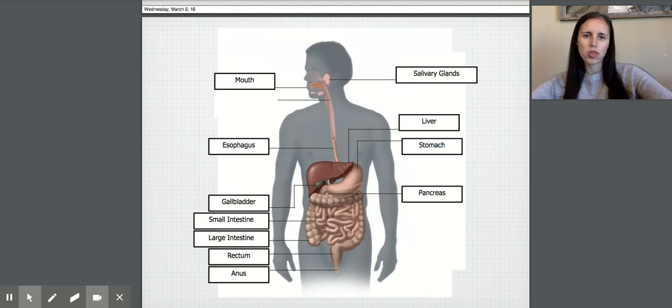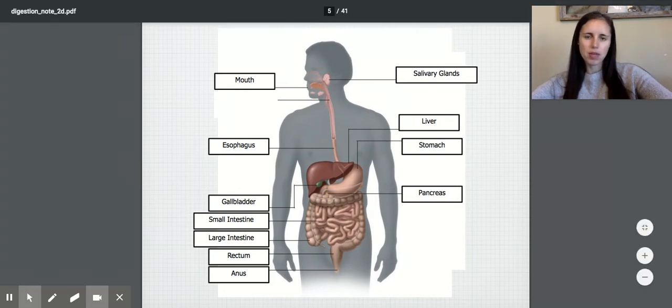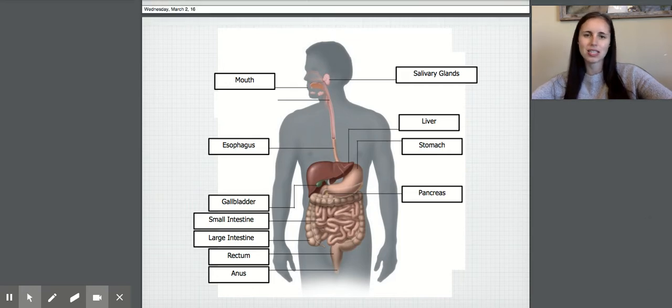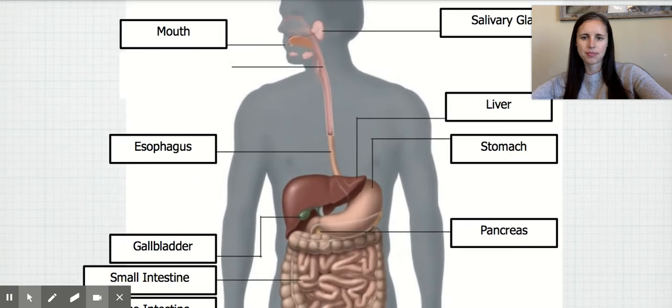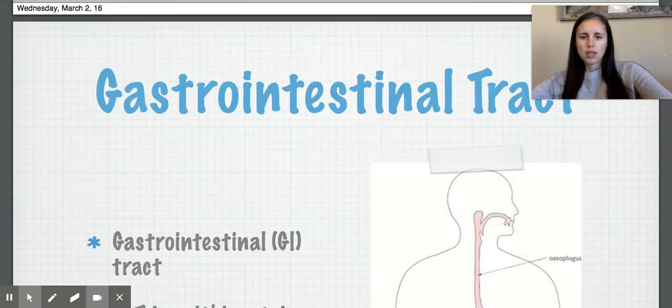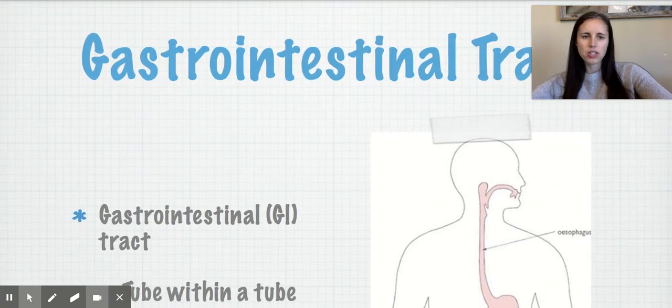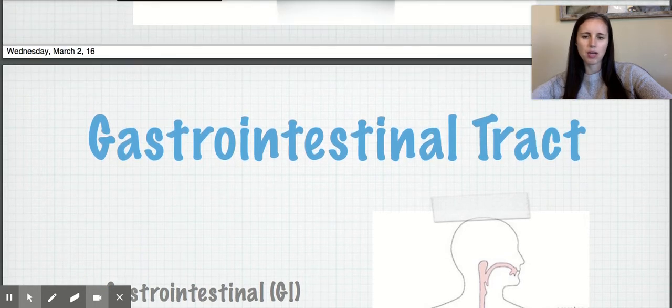It's really important that you understand, though, what the organs look like and where they're located. So you need to make sure that you understand this diagram. This is a common diagram that might come up in tests and quizzes to make sure that you understand where everything is, because you need to know where everything is and how it's related to the other things to truly understand digestion.